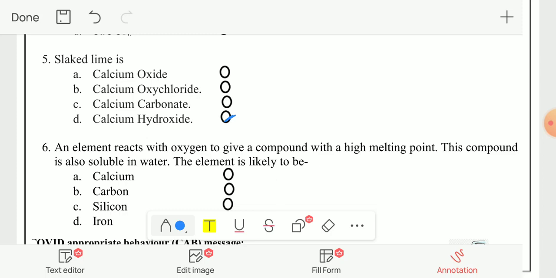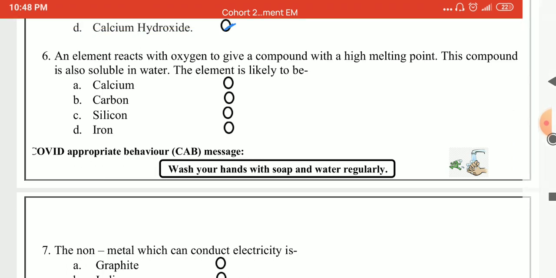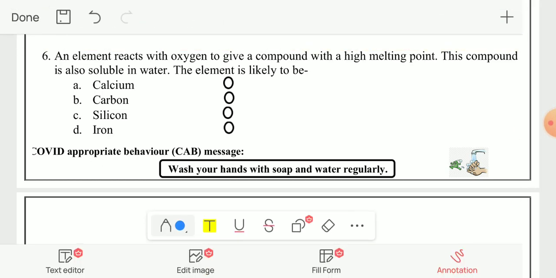Calcium hydroxide. Your next question is, an element reacts with oxygen to form a compound with high melting point. This compound is also soluble in water. The element is likely to be: A. Calcium, B. Carbon, C. Silicon, and D. Iron. B and C, carbon and silicon, are non-metals. So correct answer will be A, calcium. So you have to darken the circle of A. Next question.